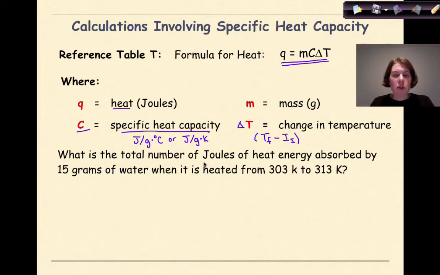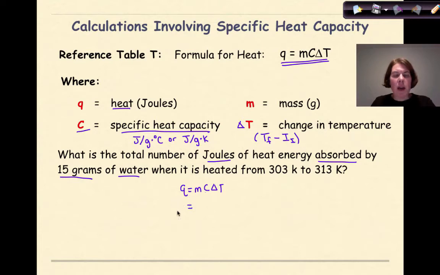What is the total number of joules, so we're looking for joules, of heat energy absorbed by 15 grams of water when it's heated from 303 K to 313 K? Okay, the first thing I'm going to do is write my formula. Q equals mc delta T.